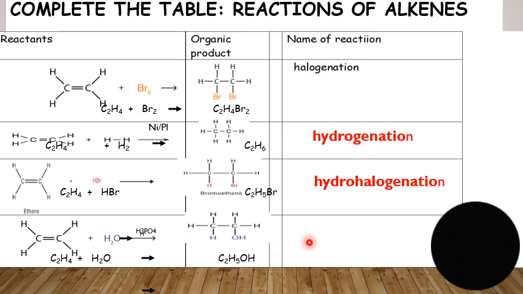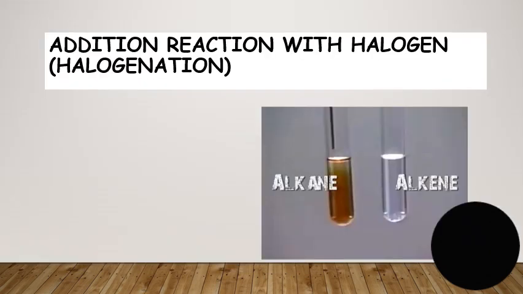And the name of this reaction is called hydration. Whenever you add water, it is called hydration. Easy. Now remember the first reaction we had, halogenation. Now if that halogen is a bromine, bromine is brown in color. And we take advantage of this and we use it to test for alkanes and alkenes.